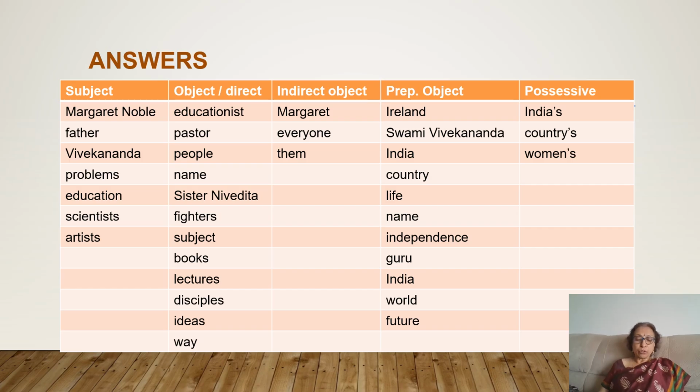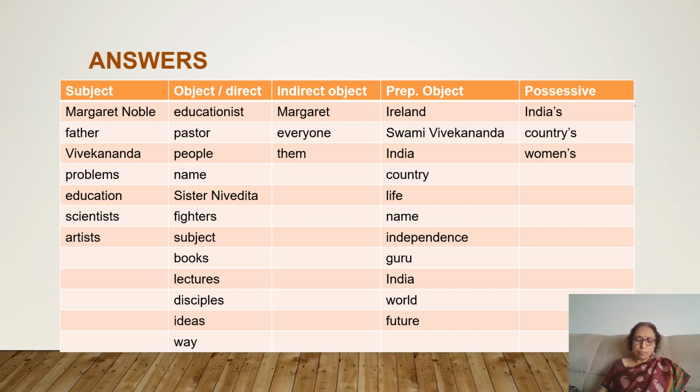So we've put it right on form. Was an educationist. Educationist, object. So we've put it in the next column. She was born in Ireland. In Ireland. Object Ireland is added with preposition in, so prepositional object. Her father, father is subject, was a pastor, pastor, priest, that is object.